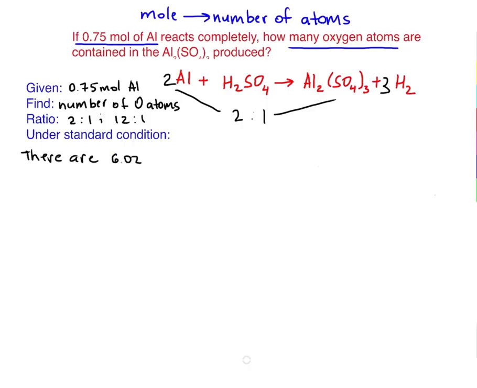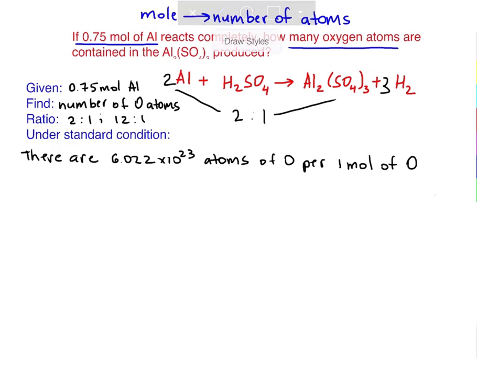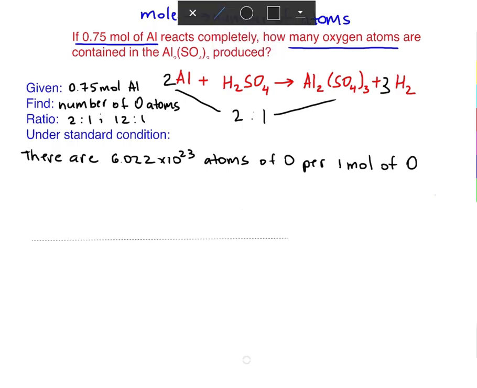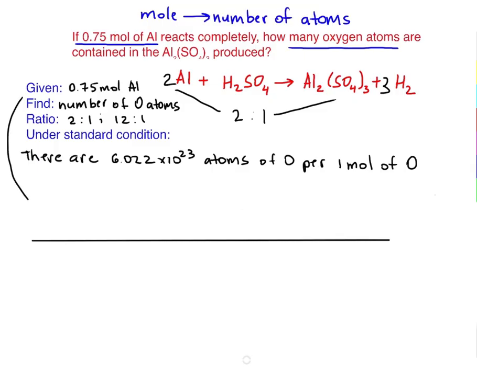So we're going to go ahead and write the standard condition again. There are 6.022 times 10 to the 23 atoms of oxygen per 1 mole of oxygen. So this is just under standard condition, and that's the number called N Avogadro, or Avogadro's number. Okay, now we have everything. We're just going to plug in all our numbers.